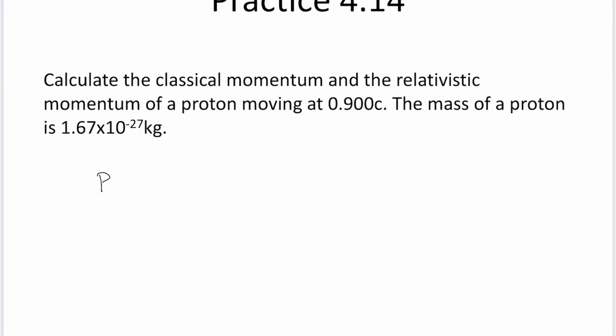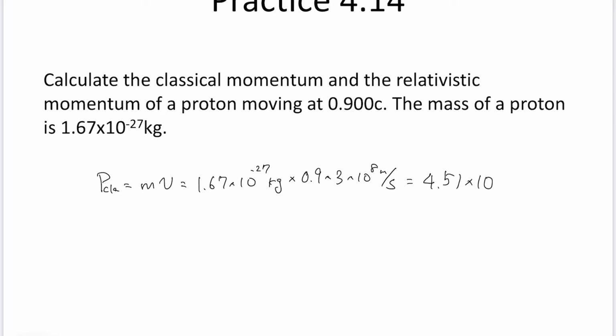So classical momentum is mass times velocity, speed. The mass is 1.67 times 10 to the minus 27 kilograms, and the speed is 0.9 times 3 times 10 to the 8 meters per second. So if you calculate, it becomes 4.51 times 10 to the minus 19 kilogram meters per second.